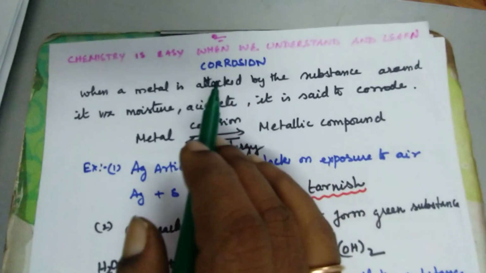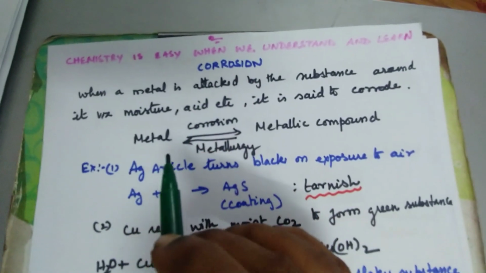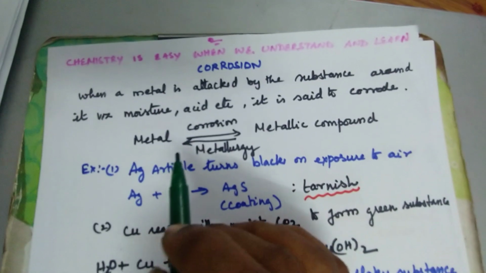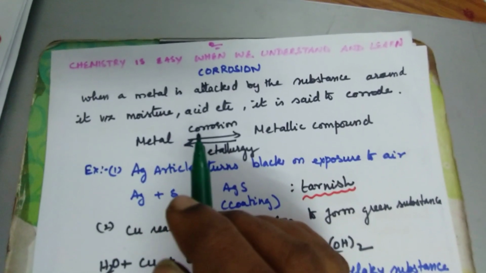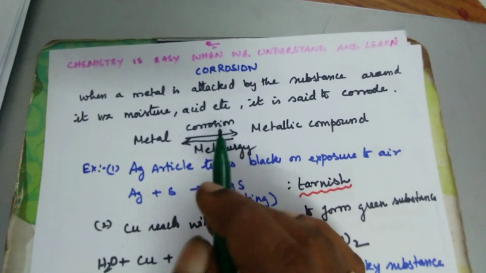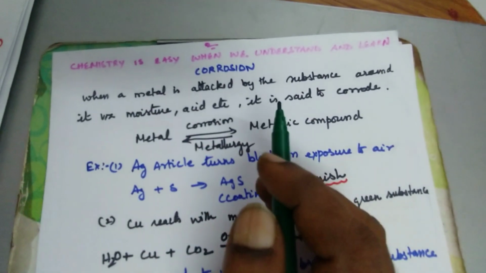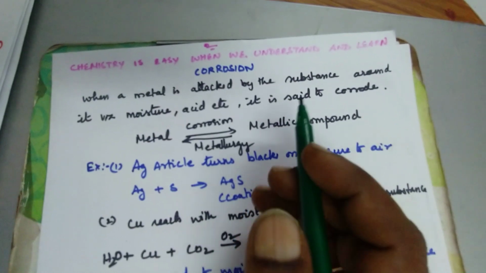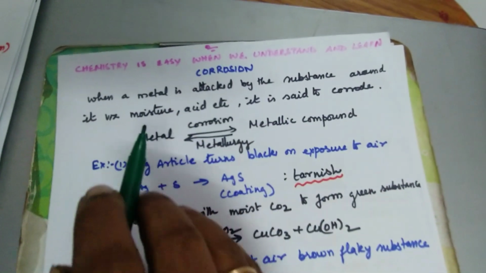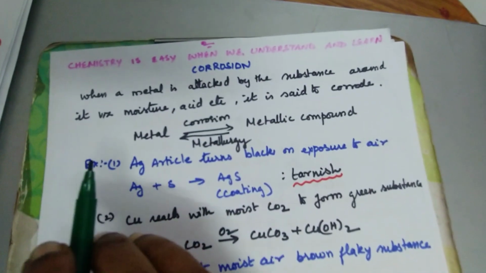What is corrosion? See, until now we have seen metallurgy, right? In metallurgy, when metals were observed in nature, in what form? In the compound form, in the combined state. Metal in a combined state will be called corroded metal. Metal in the metallic state will be called the reduced state or the metallic state, right?